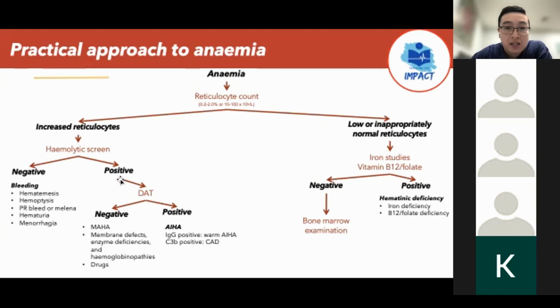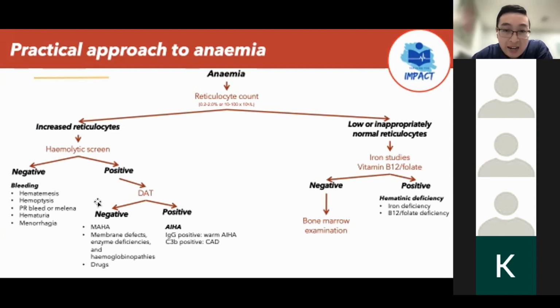So if you have a positive hemolytic screen, the next test you would order is a DAT. If it's DAT positive, then we know that it's autoimmune hemolytic anemia. As I said, then you look at the specificity of the positivity. If it's IgG positive, then we know it's warm autoimmune hemolytic anemia. We'll start steroids and rituximab. If it's C3b positive, then we know it's cold agglutinin disease. Then we will send the patient up to Queensland and start bendamustine plus rituximab.